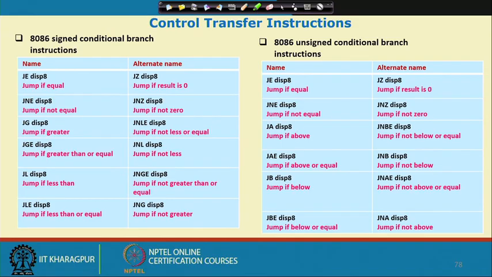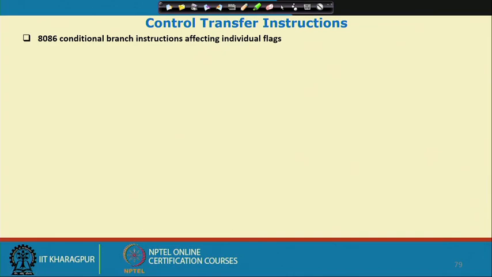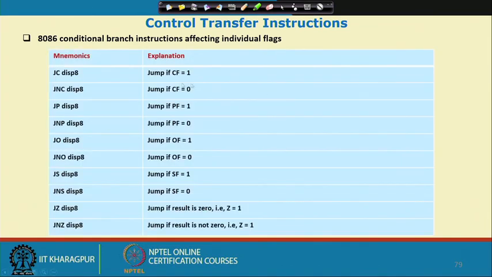These values may be unsigned. Then there are conditional branch instructions that check flags, like JC, jump if carry flag equal to 1, and JNC, jump if carry flag equal to 0. So it will go like that.